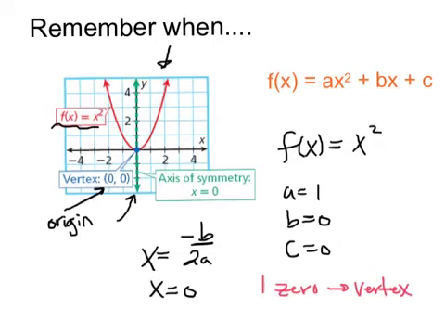A is equal to 1. There's no change in it whatsoever. B and c are both equal to 0, so that means there's no changes in that either, because remember we talked about c being our y-intercept. And so there's no other y-intercept other than 0, which is the origin.